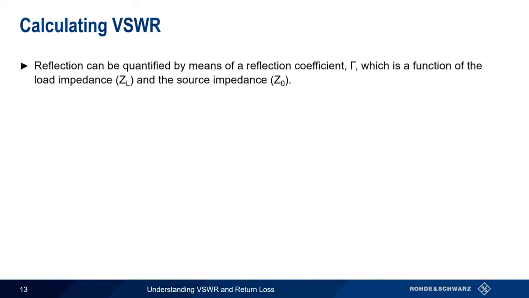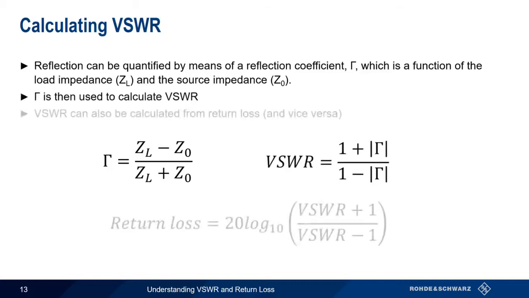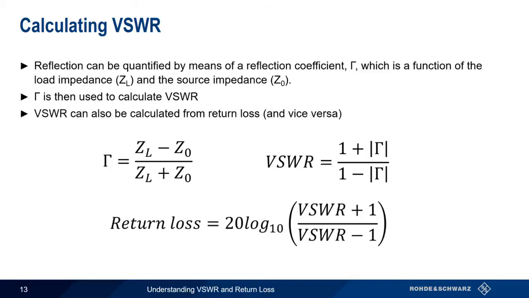Mathematically, we calculate VSWR by determining the reflection coefficient, gamma, which is a function of the load impedance, Z sub L, and the source impedance, Z sub 0. Don't forget that these impedances are complex, frequency-dependent values. Once we have gamma, VSWR is calculated by plugging gamma into another simple equation. We can also easily convert between VSWR and return loss.